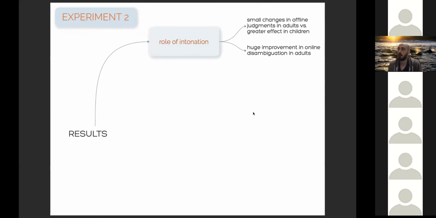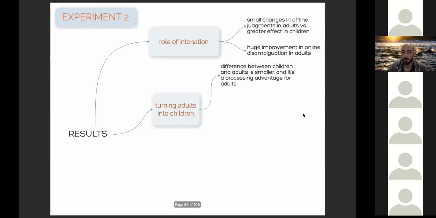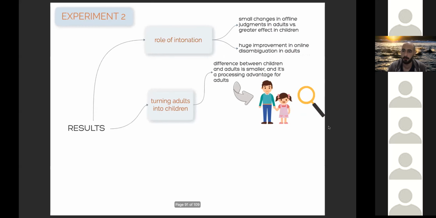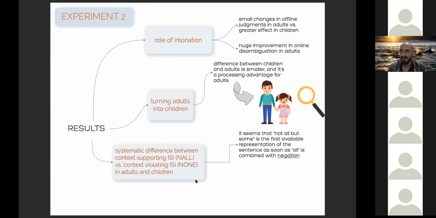So to conclude, you see that the role of intonation had a small effect in the offline judgments, but a big effect in the online data, especially in terms of a huge improvement in the online disambiguation pace in the adults and in the decrease of their uncertainty. So we kind of managed to turn adults into children with respect to the first experiment. So the difference between children and adults is smaller, and there is no more advantage for children. So the North and Southern Bank School children conspiracy in a way has been investigated and addressed. And still there is this systematic difference between a context supporting indirect scalar implicatures and the context violating them in both adults and children.